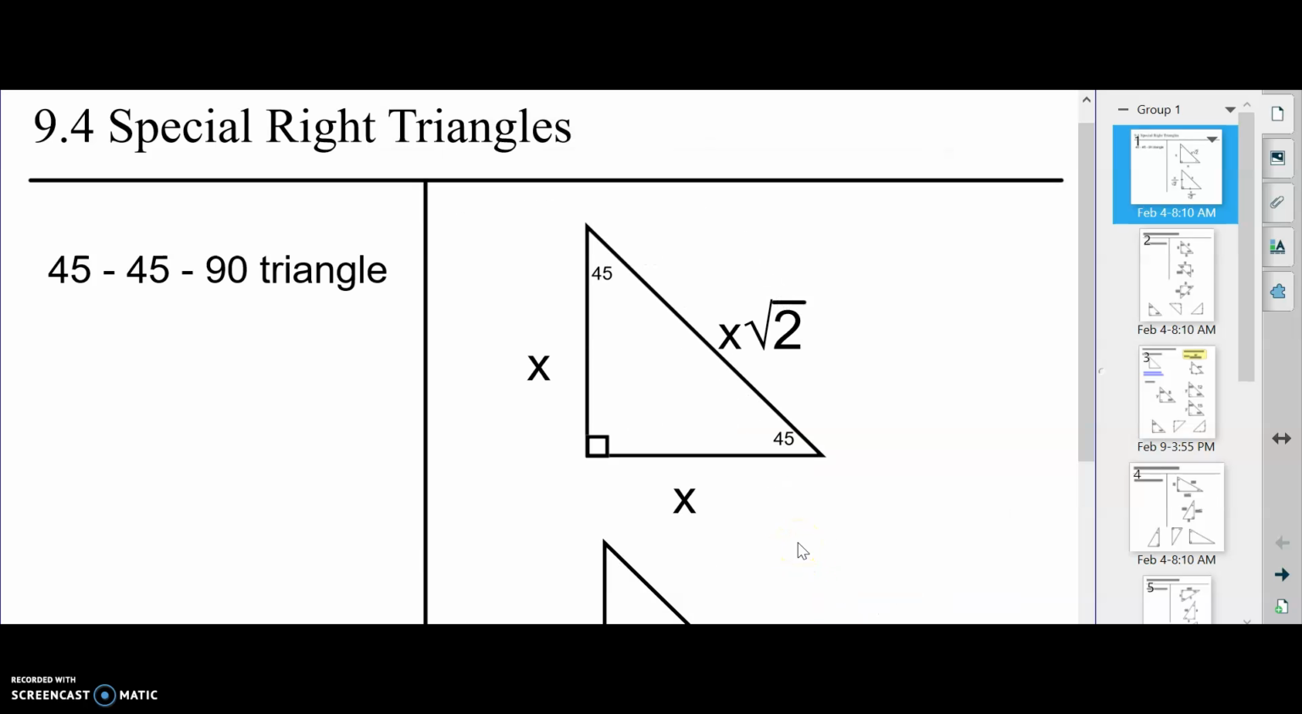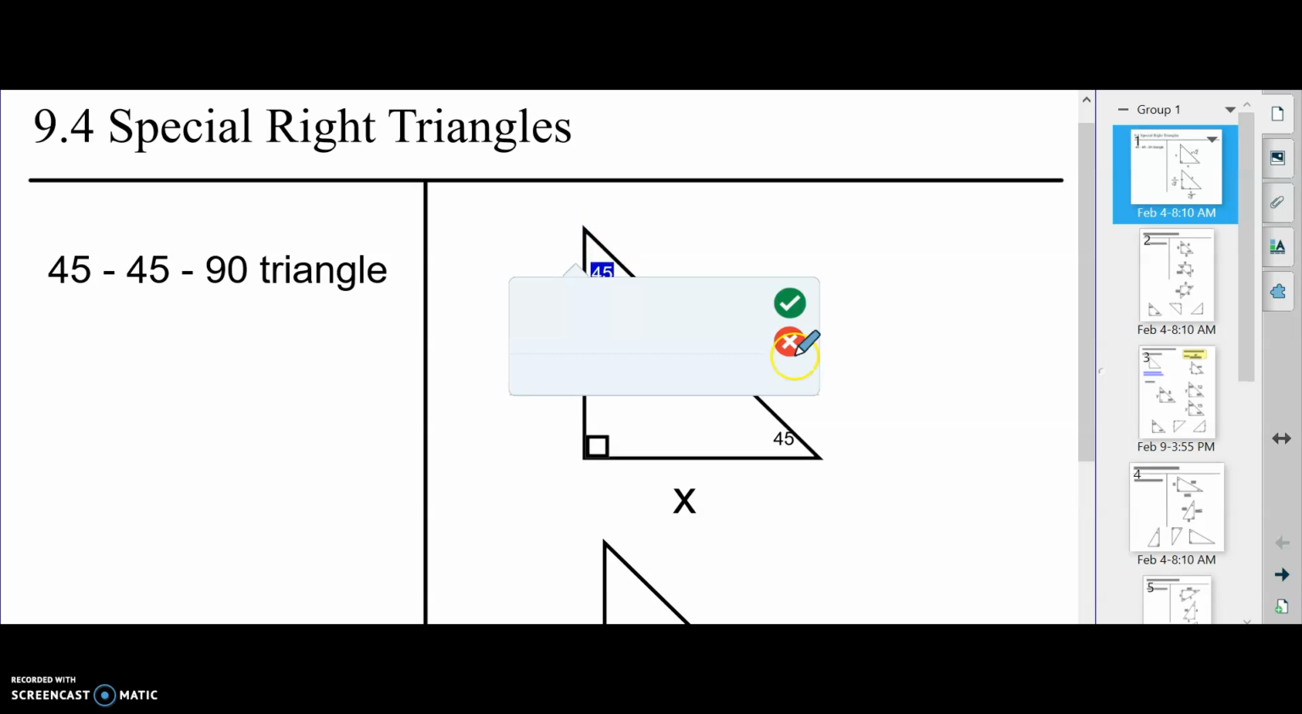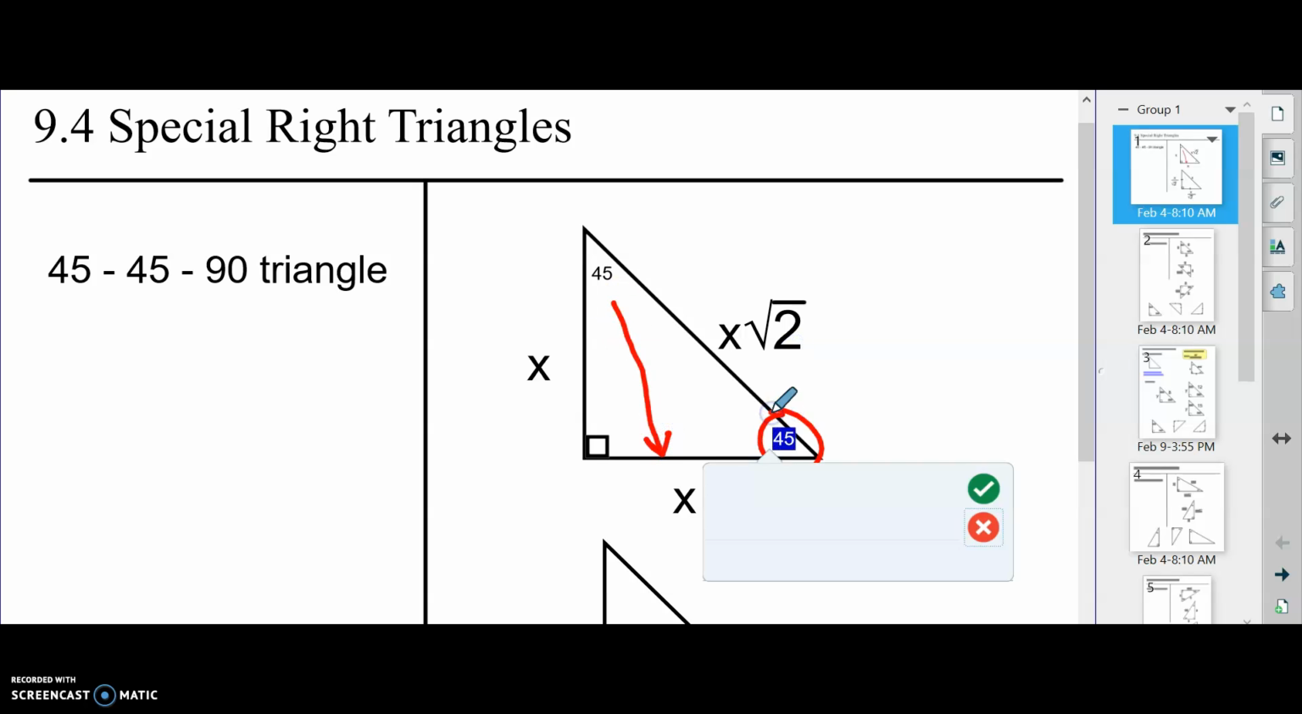All right. So when I look at 45, 45, 90, a couple things. Because both of those angles are 45, that means that both of the sides across from them are going to be equal. So anytime you see a 45-degree angle, then I know that this angle, and here's another 45 over here, right? This side and this side are going to be the same, right?